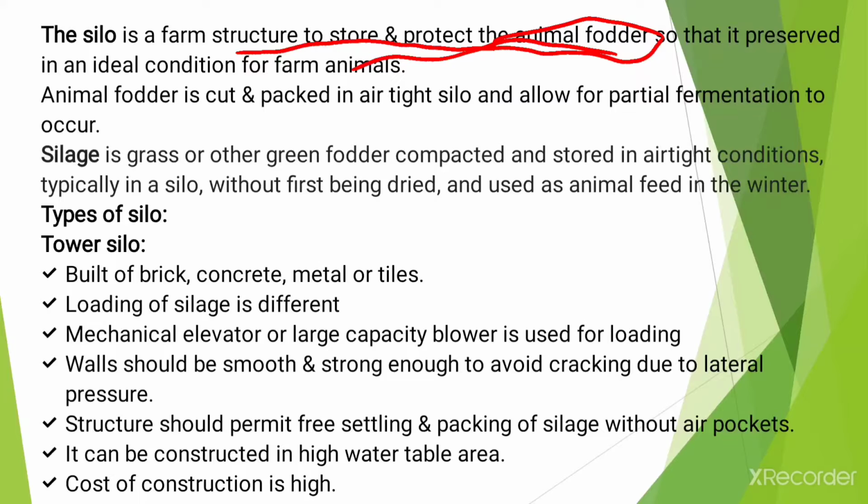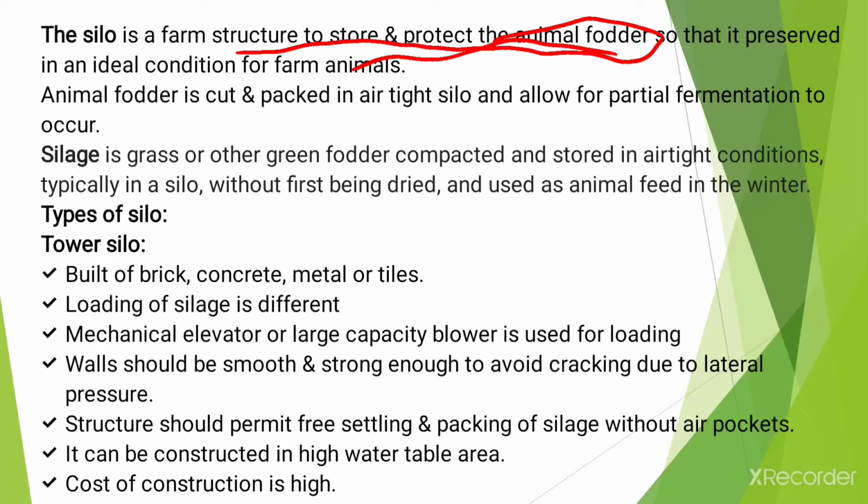Now what is meant by silage? Silage is grass or other green fodder compacted and stored in airtight conditions, typically in a silo, without first being dried, and used as animal feed in the winter.